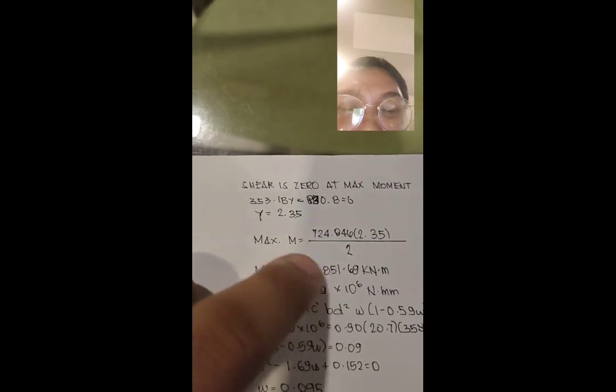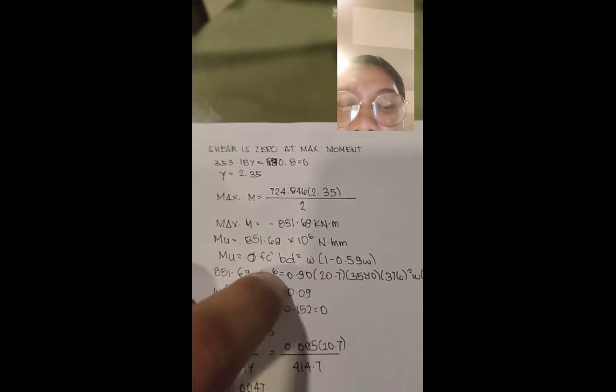Marginal. And shear is 0 at maximum moment. So yes, 353.18y less 830.8 yan siya is equals to 0. So ang y natin is 2.35. Ang maximum moment natin is 734.846 times y all over 2. So ang maximum moment is negative 851.69 kilonewton meter. And MU is equals to 851. Yung Mmax natin, yun na siya.